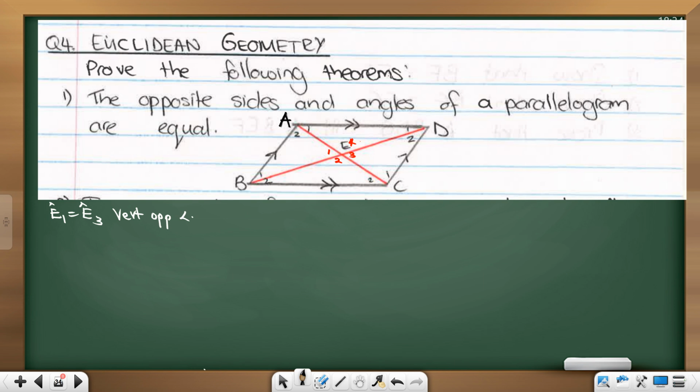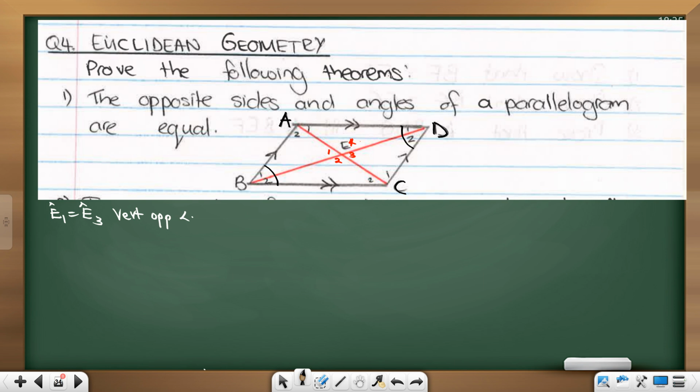A, D, parallelogram. Angles are equal. Right? That's the first. That's one. That's one. Then, since it's a parallelogram, right? So, which triangle are we using?